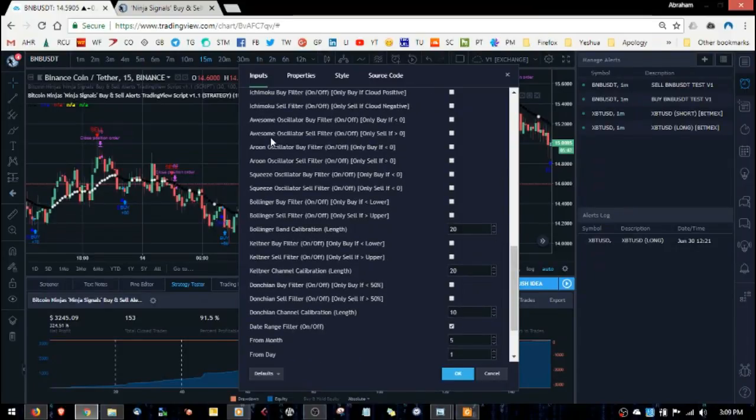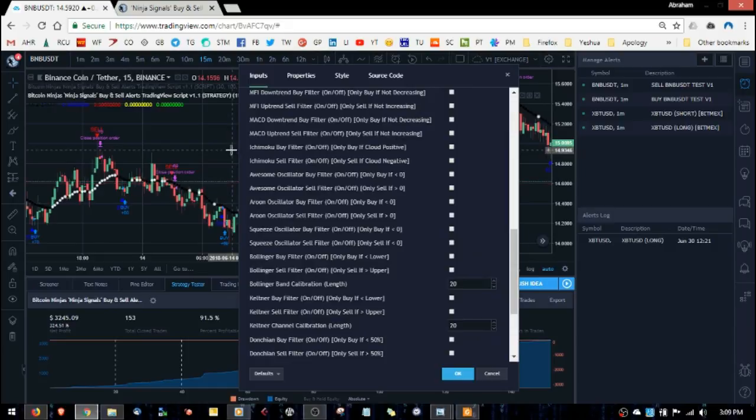One of them is a popular oscillator known as Awesome Oscillator. Again, all these indicators can be added on TradingView, as I showed you a little bit ago, so you can compare what the actual indicator is doing to how these filters would then work. So Awesome Oscillator basically only buys if the oscillator is less than 0, and only sells if the oscillator is greater than 0. Similar function to the Aroon oscillator.